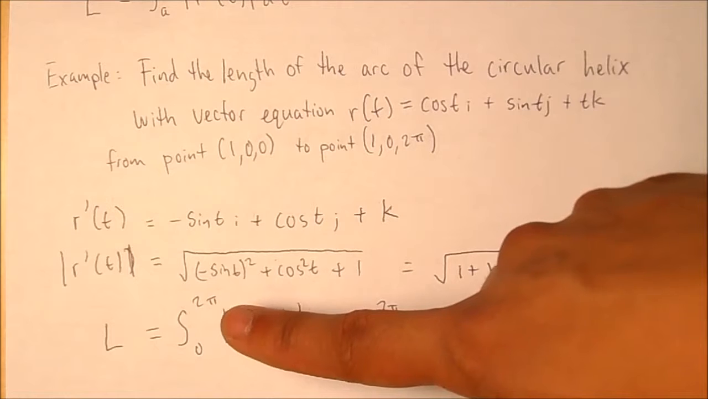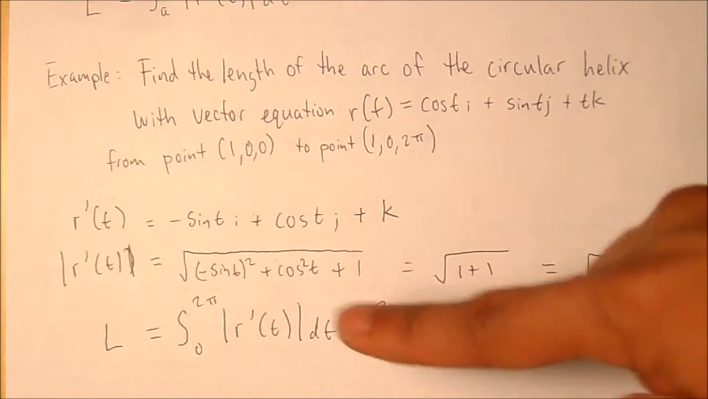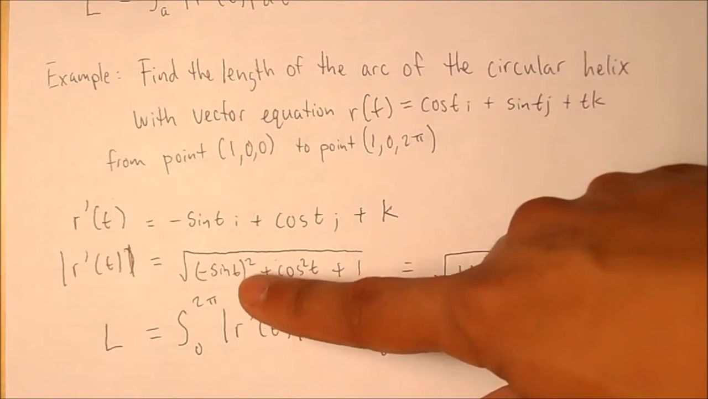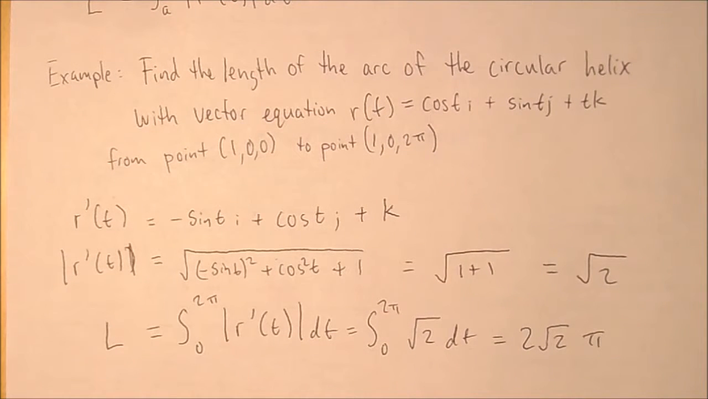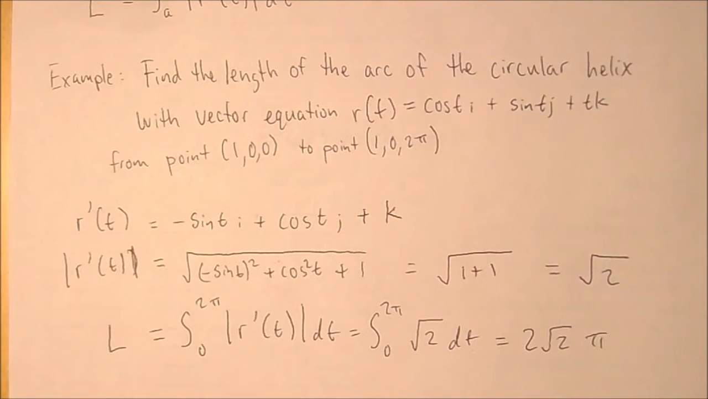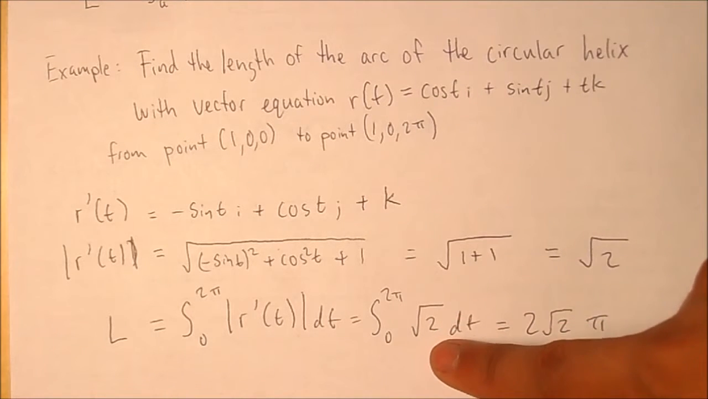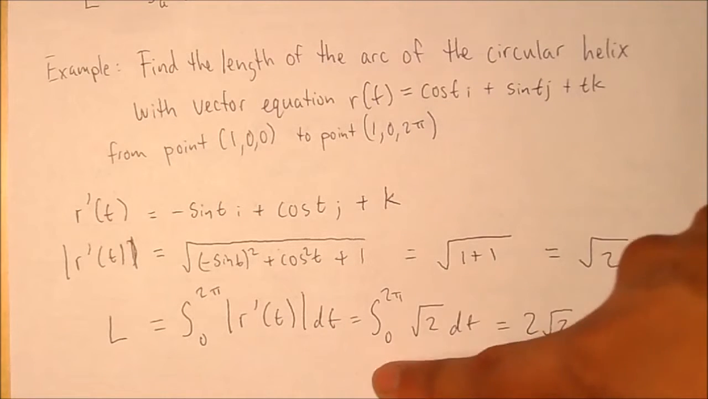And when you square negative sine t, that's positive sine squared. So you're left with 1 plus 1, which conveniently equals root 2. And then we take the integral of that with root 2 plugged in, and we're left with 2 root 2 pi when you simplify this integral.